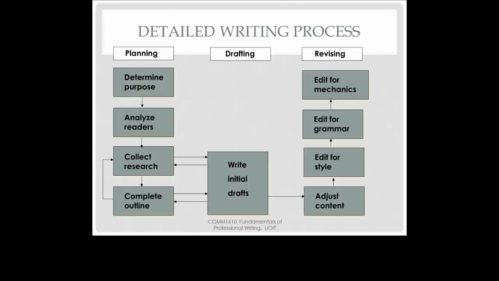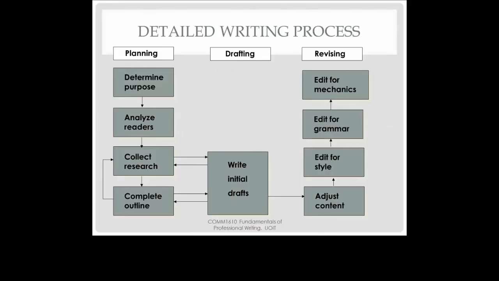So here's a more detailed graphic of the writing process. In the planning stages, there's four elements. You're going to determine the purpose of your document and analyze your readers or audience, which, these first two stages are the same as in the four-stage process. Once you've determined why you are writing and who you are writing for, then you can begin to collect your research and to create an outline.